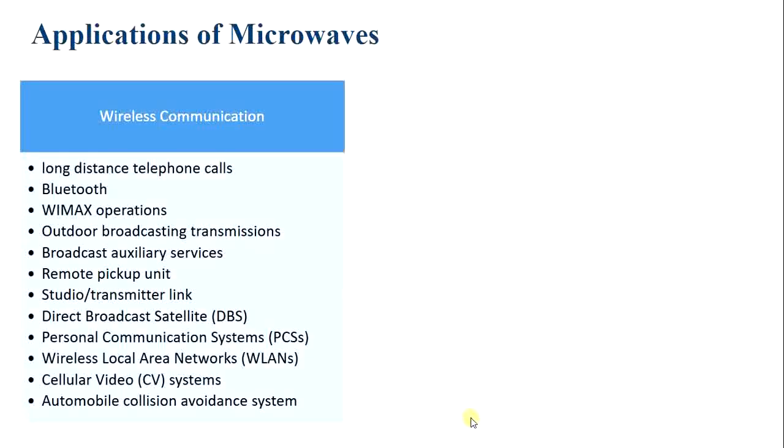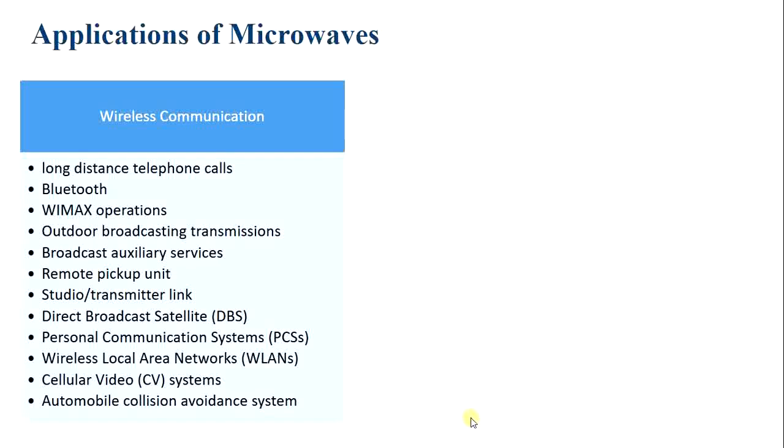Moving to the applications of microwaves. There are various categories in which microwaves are used. The first is wireless communication. For long distance telephone calls, Bluetooth, WiMAX, then your direct broadcast satellite, personal communication system, wireless LAN, cellular video system, automobile collision avoidance system is one of the emerging applications of microwave.